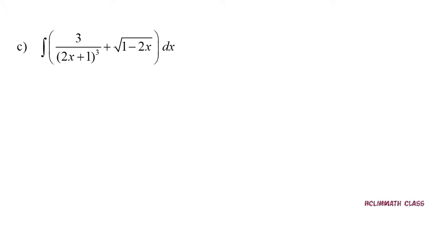For example C, I give you some time to try this first. Before we do anything, we try to convert this into the index form. So we will have 2x plus 1 to the power of minus 3 and 1 minus 2x to the power of 1 over 2 dx. Only then you start to integrate. So we double check first: this one is linear, and this one is also a linear function.